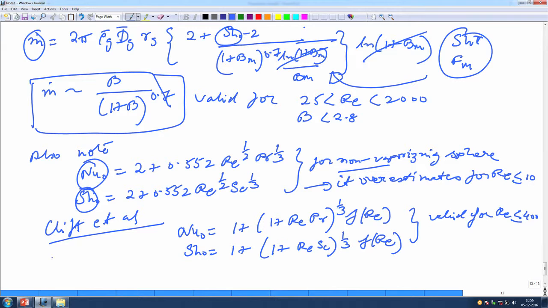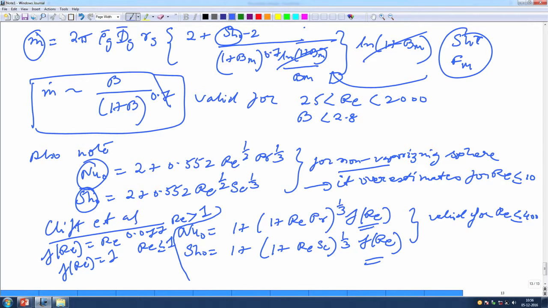Now, this FRE has got two forms. FRE is equal to Reynolds number raised to the power of 0.077, and FRE is equal to 1 for Reynolds number less than or equal to 1. This is for Reynolds number greater than 1. Let me put a demarcation mark here so that there is no confusion. So, these are that factor.